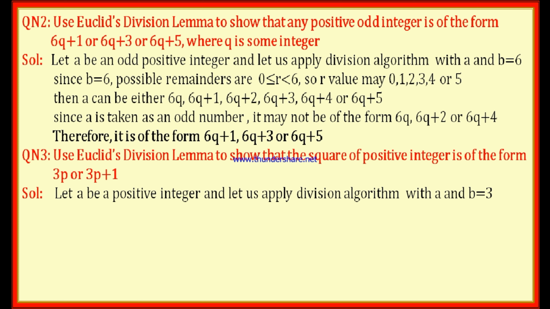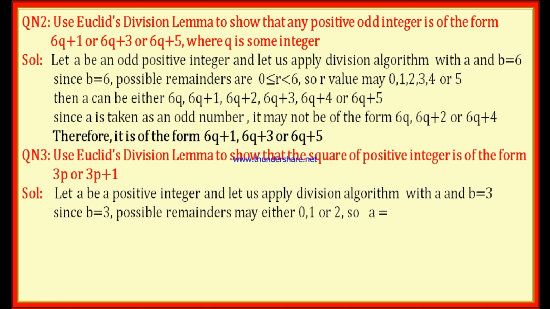If the quotient is 3, then the possible remainder should be 0, 1 and 2. If we divide any number with 3, then the remainder may be 0 or less than 3. That is, the remainders may be either 0 or 1 or 2. If the remainder is 0, then a is equal to 3q. If the remainder is 1, a is equal to 3q plus 1. And if the remainder is 2, then a is equal to 3q plus 2.